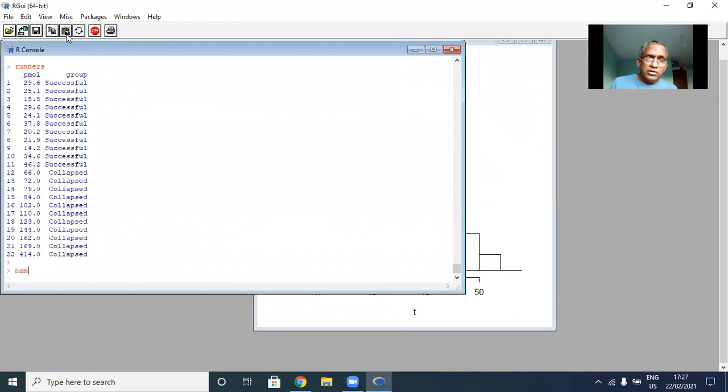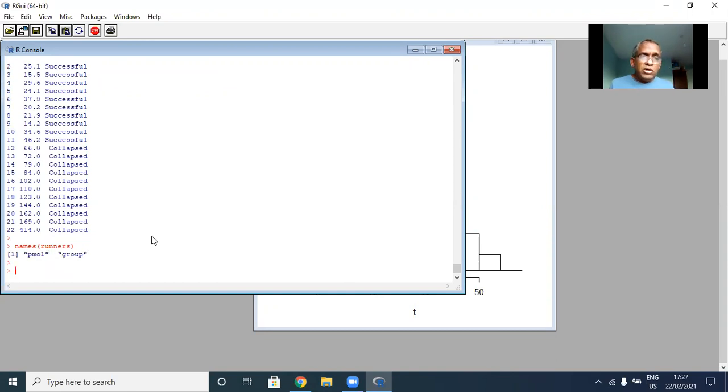And if you type names of runners, it has two columns. P-mol is like a concentration, and the second column is group. So you see that there are two levels for the group. One is successful. So some runners were successful, the others were not successful. So they collapsed. They did not complete their distance, right? Okay.